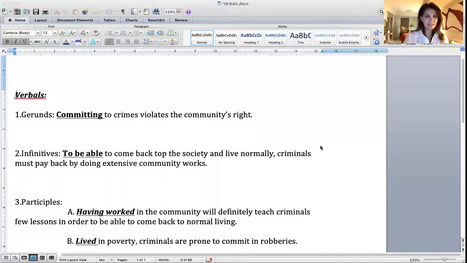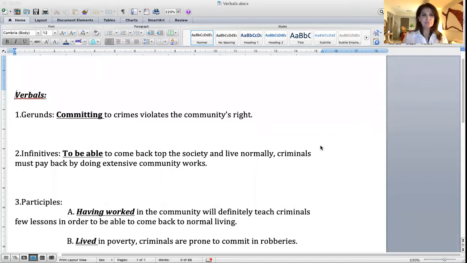Today's lesson is about verbals. Verbals are absolutely practical in writing and speaking. In order to get Band 8 and Band 9 in IELTS, you must have verbals. Let's begin. I'm going to share my screen with you, then you will see how exactly the verbals are practical.